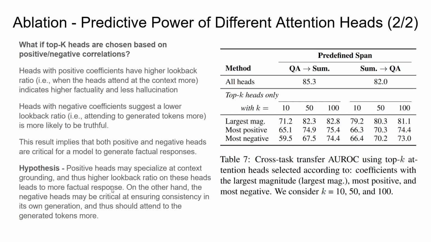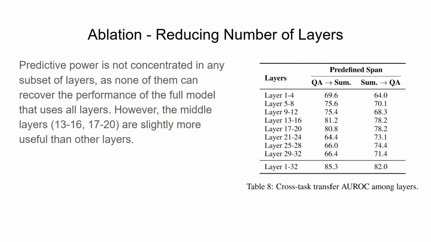And then this is their basic hypothesis, that negative heads are probably more responsible for ensuring consistency in its own generation. And for that, you need to attend to the generated tokens. You can't just keep looking at the context and write coherent English.